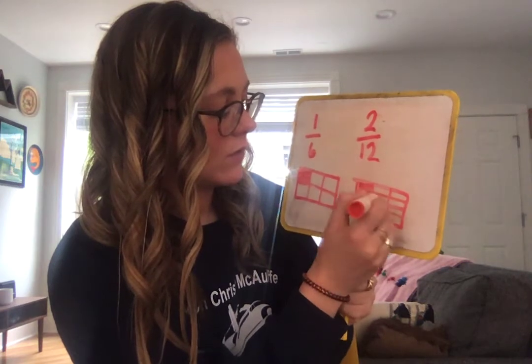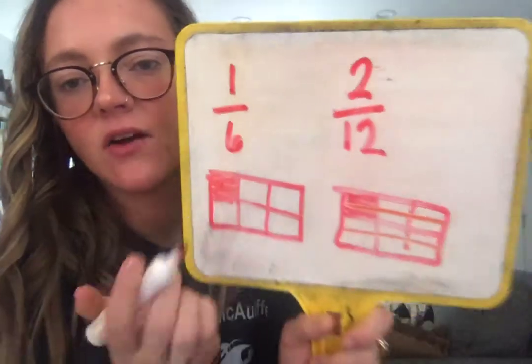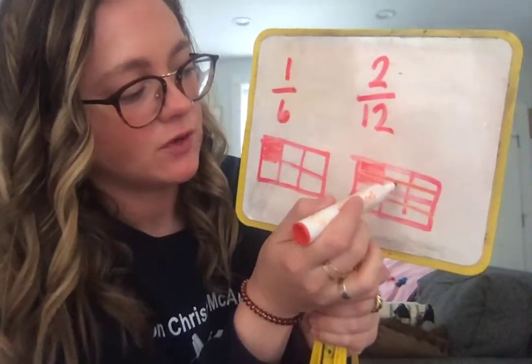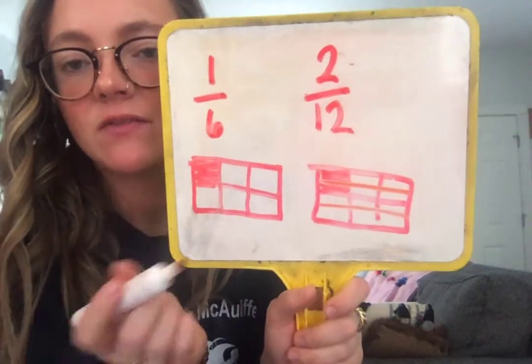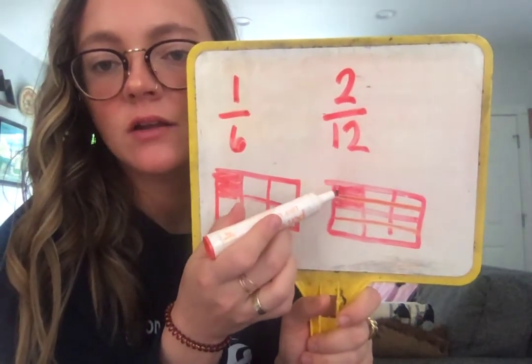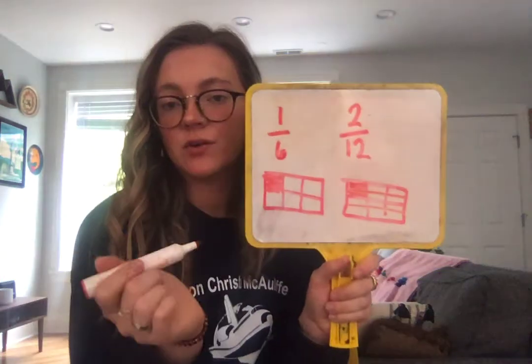1, 2, 3, 4, 5, 6, 7, 8, 9, 10, 11, 12. So now I have 12. 1, 2, 3, 4, 5, 6, 7, 8, 9, 10, 11, 12. And how many of them are filled in? 1, 2. So is 2/12 equivalent to 1/6?